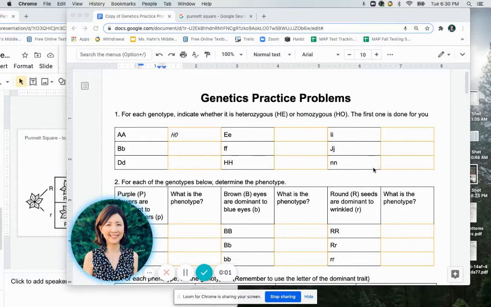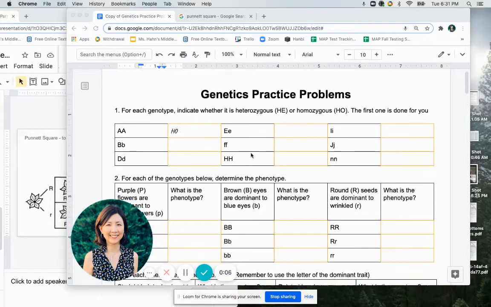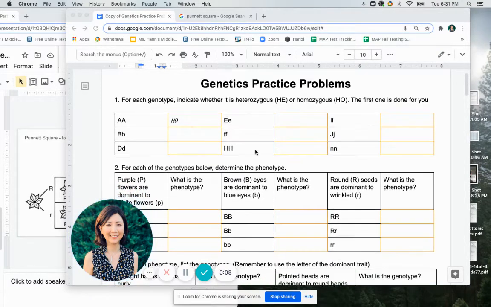This video is for anyone who needs a little help with the genetics practice problems. I'm going to do one or two of each section so you can sort of get the hang of it. This first section is just asking whether these alleles are heterozygous or homozygous.